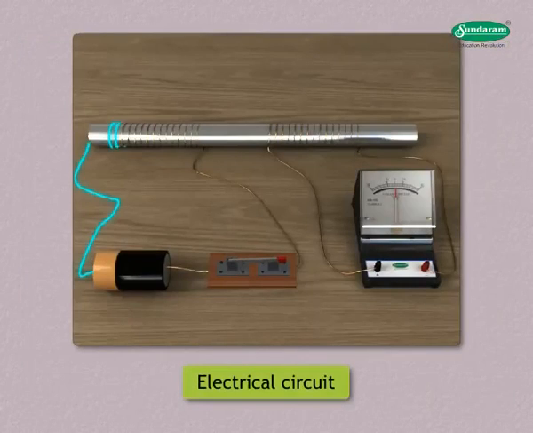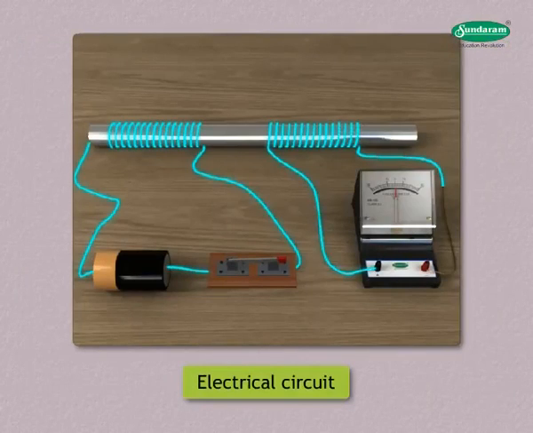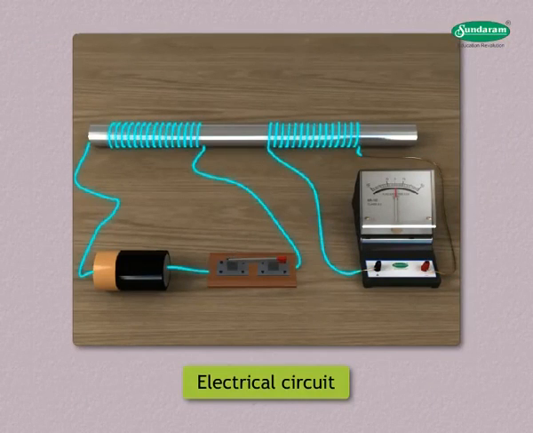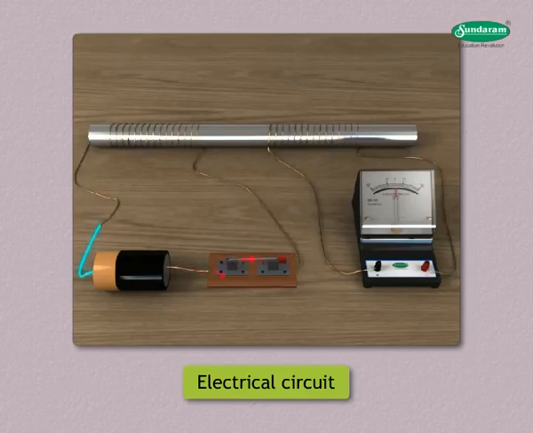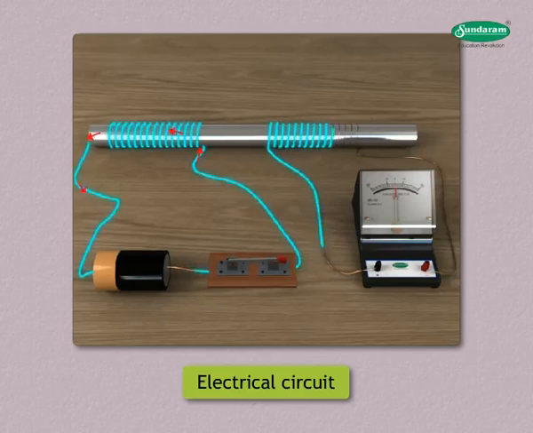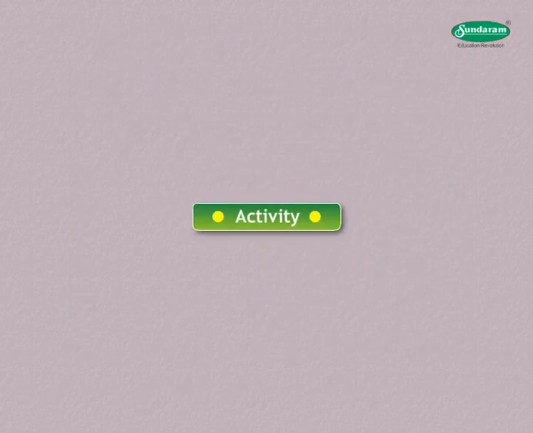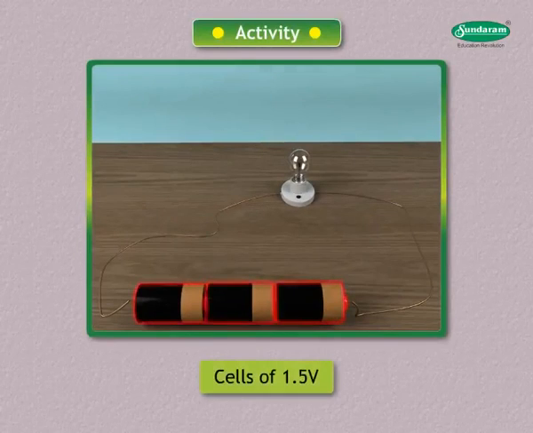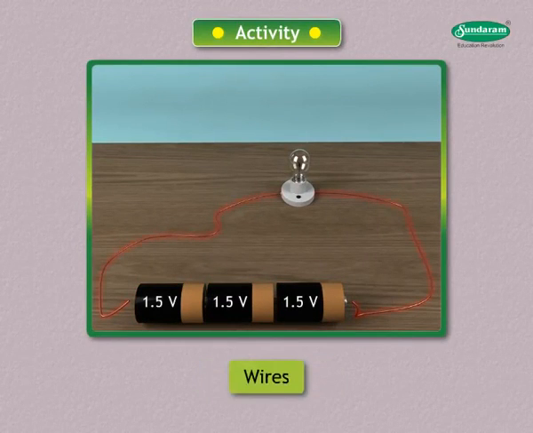The electrons flow from negative terminal to positive terminal of the cell, but the conventional direction of current is from positive terminal to negative terminal of the cell. Let us perform this activity. Take a small torch bulb. Connect 3 cells of 1.5 volt each as shown in figure. Take 2 wires.